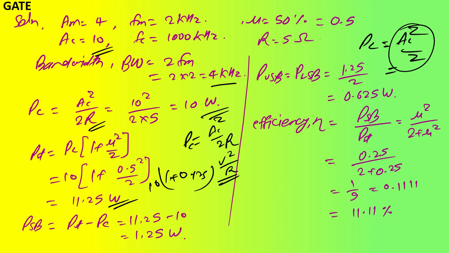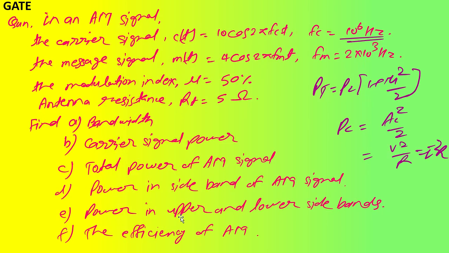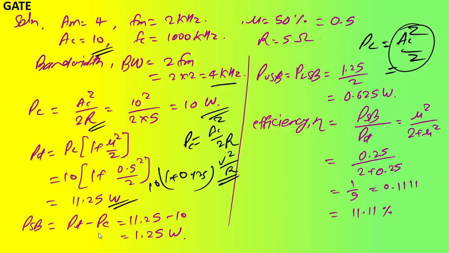Now the next question was, what was the sideband power? The sideband power is nothing but the total power minus the carrier power. So total power is 11.25 minus 10, that is 1.25 watt. So 1.25 watt is the sideband power. What about the upper sideband and lower sideband power? Half will get distributed, that is 1.25 by 2, that is 0.625 watt for USB as well as LSB.